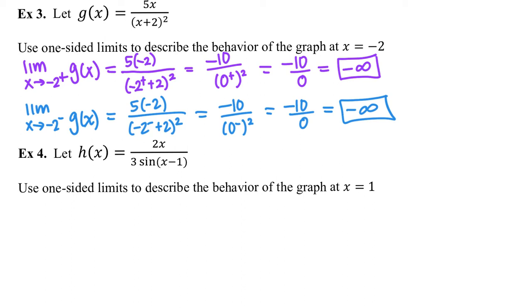If I plug in x equals 1, I get 3 times the sine of 0, which gives me a 0 in the denominator. So this would produce an asymptote. Even though we have not graphed this function before, we can still figure out the behavior. Okay, let's start from the right side.